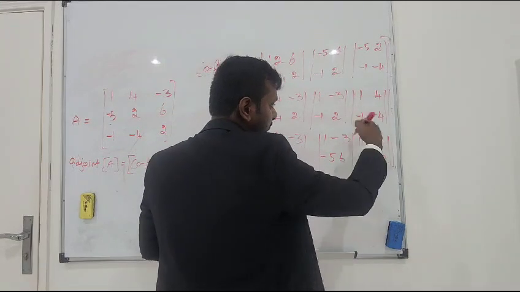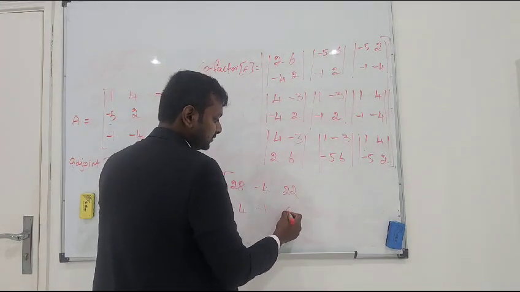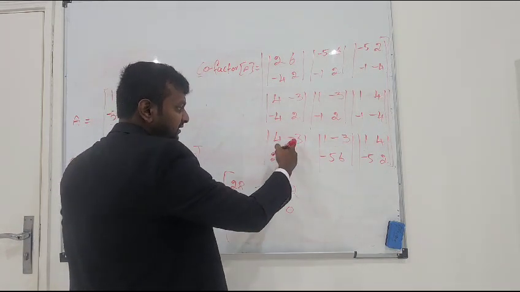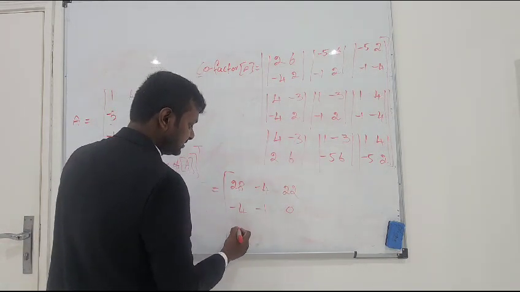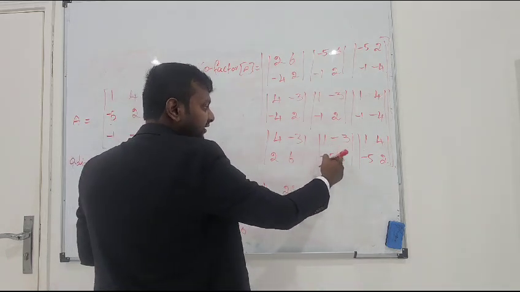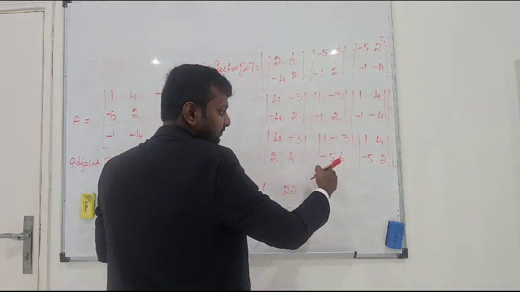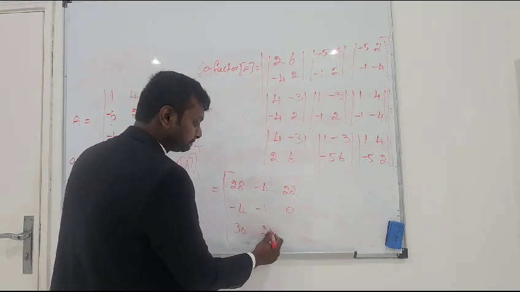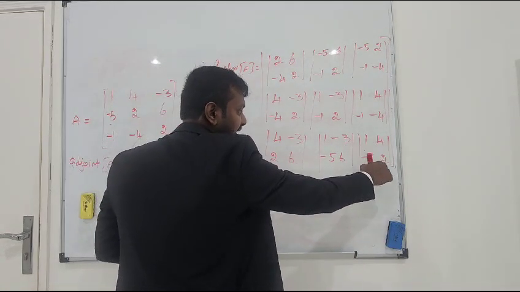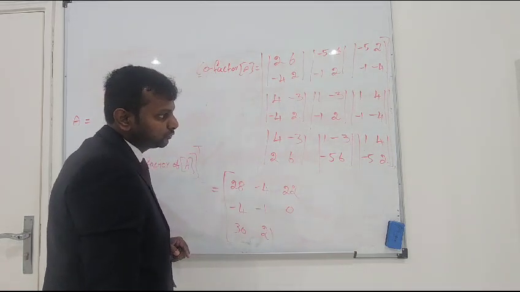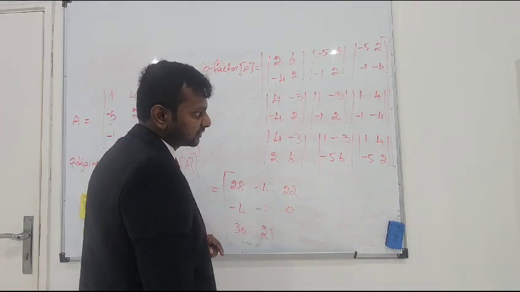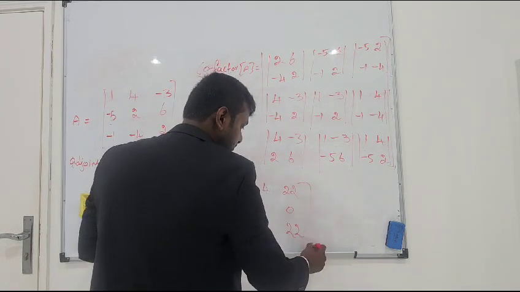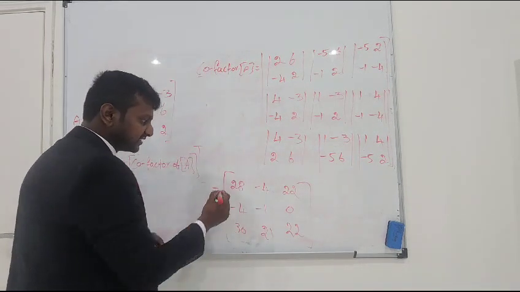This is minus 4 plus 4, which is 0. 6 4s are 24, minus into minus is plus, so 24 plus 6 is 30. 1 into 6 is 6, minus of 15, so plus 15, and 6 plus 15 is 21. And 1 4 minus 5 2: 2 minus into minus is plus, so 4 5s are 20, 20 plus 2 is 22. So now after this we need to change the sign.